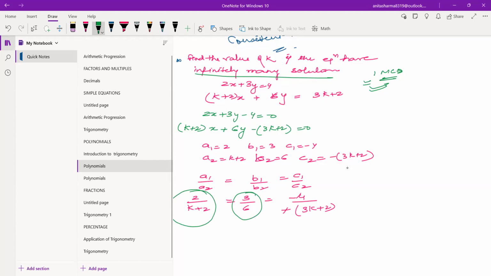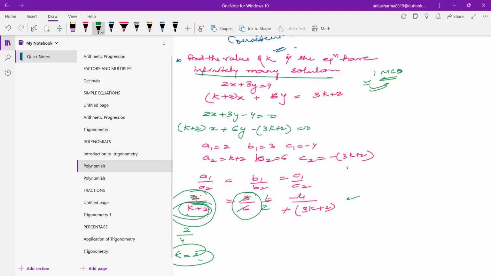Clear? Yes, ma'am. Hit and trial also you can do. If in the numerator it is 2 and in the denominator k plus 2, we want 1 in the numerator. So it means it will be a multiple of 2, so 4, 2 by 4. So it means the value of k will be 2. Right, Peter? Yes, ma'am.